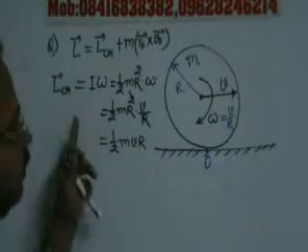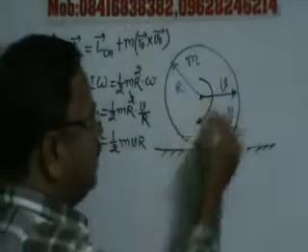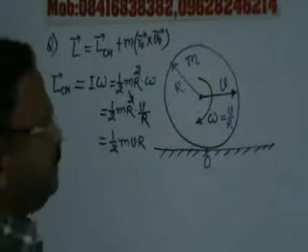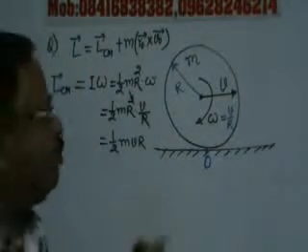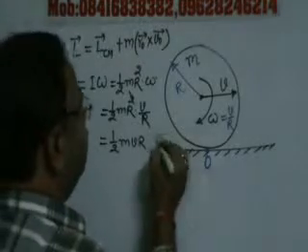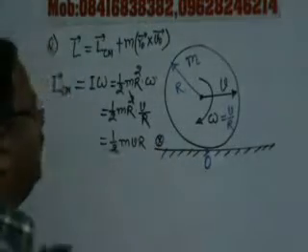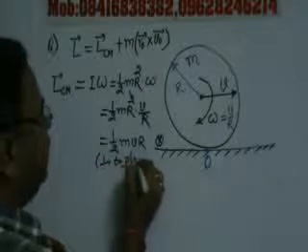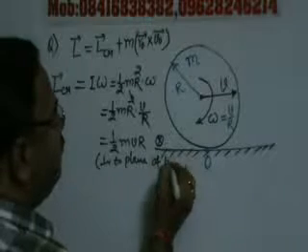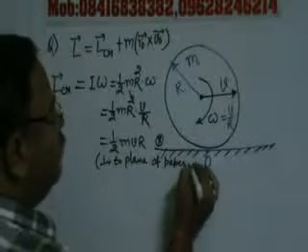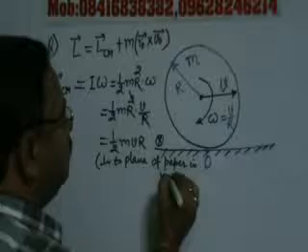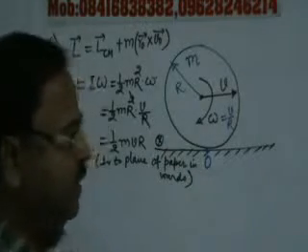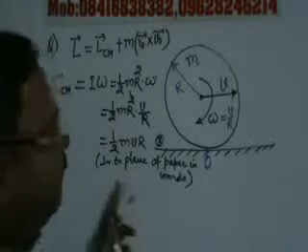Now this L_CM is equal to half m v r, and see, how is the rotation? Clockwise. So what will be the direction? It is perpendicular to the plane of the paper inwards. Inwards we will denote by a cross, and write perpendicular to the plane of the paper, inwards, right? The direction will be into the paper.